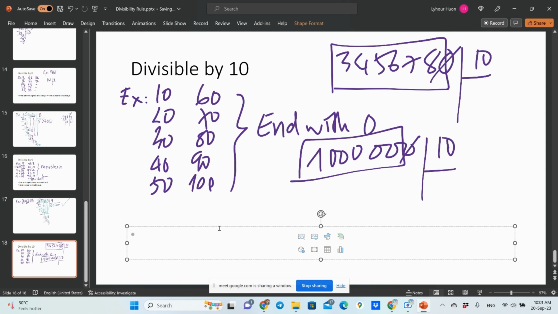So for divisibility by 10, we can conclude that if the last digit of the number is 0, then it is divisible by 10. All right. So for divisibility rules, we already studied divisibility by 1, 2, 3, 4, 5, 6, 7, 8, 9, 10. There should be 11, 12, 30, 40, but those will be compound numbers.